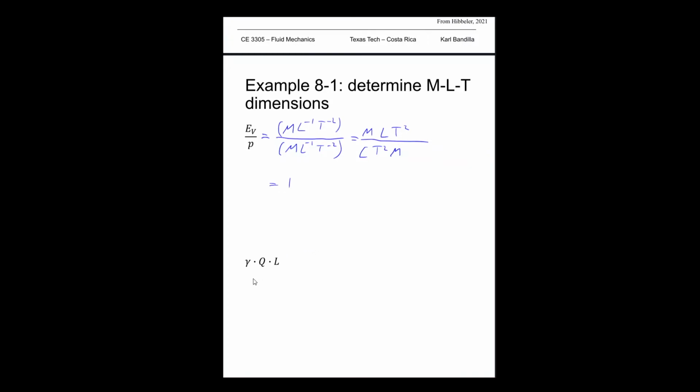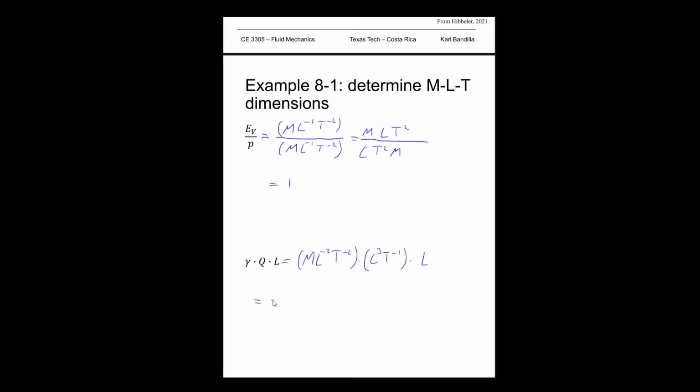And then the last one we have is gamma times Q times L. Now, gamma is Newton per cubic meters. So in the end, that gives us mass L to the minus 2, time to the minus 2. The Q we already talked about, right? That'd be a volume per time. So it'd be L cubed T to the minus 1. And then L is just L.